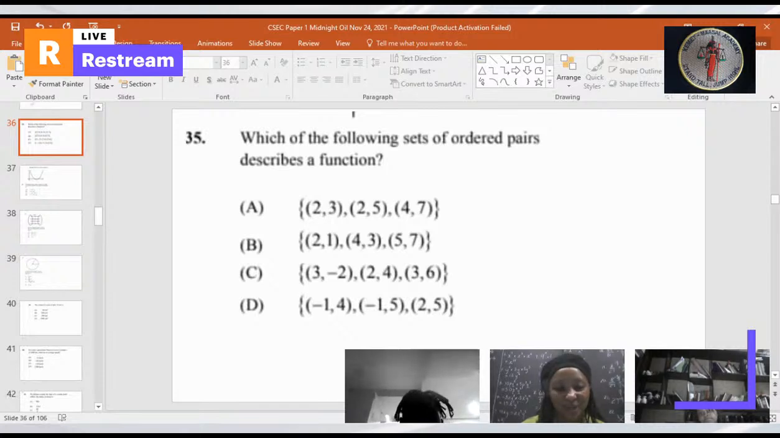Which of the following sets of ordered pairs describes a function? 2 to 3, 2 to 5, 4 to 7. You'd have to read out all of them. So which set of pairs describes a function?